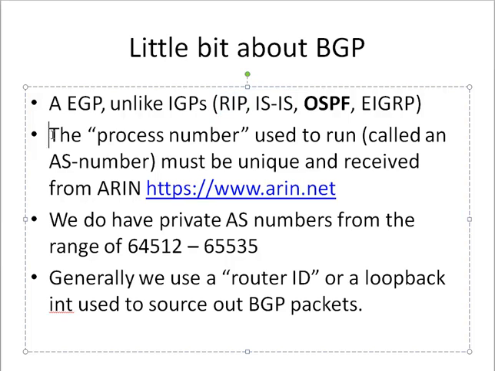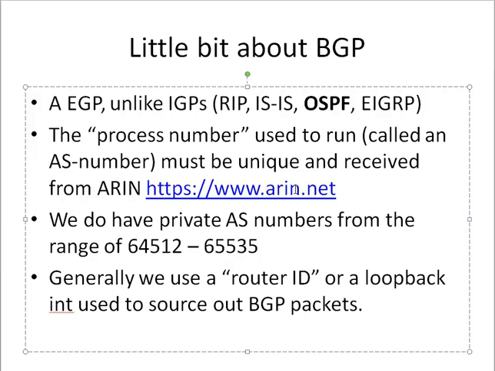Also, when you run BGP, there's a process number that you use, called an autonomous system number, or AS number. It must be a unique number when you're running it outside on the public network. Similar to your public IP addresses, you're going to want a public autonomous system number, which you can get from ARIN.